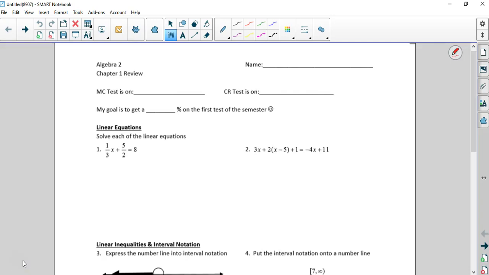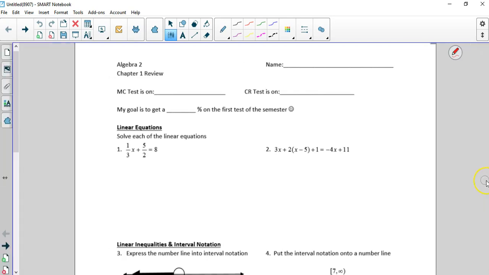Okay, the Algebra 2 review, getting ready for that test. So here we go. Number 1, solve the linear equation.